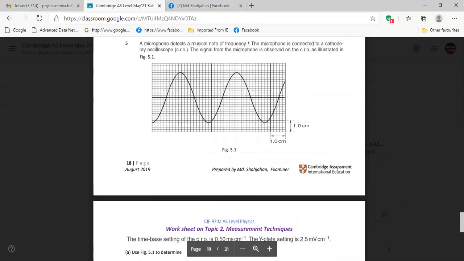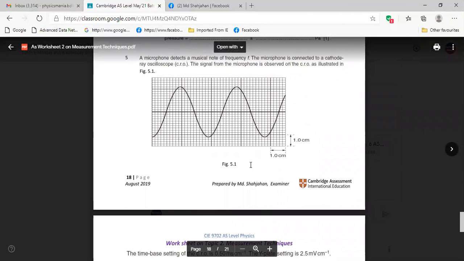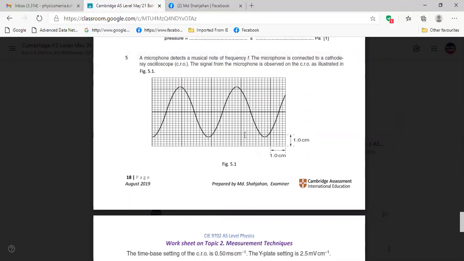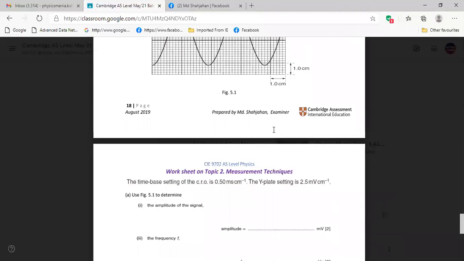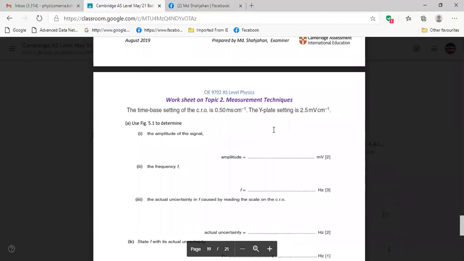From this trough to trough, the distance we are getting is 3.8 centimeter, right? Yes, sir. 3.8 multiplied by 0.50 millisecond, we got 1.9 millisecond. Then we got 526 hertz. Yes.